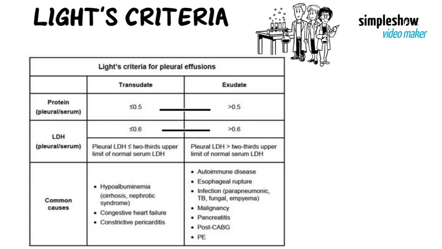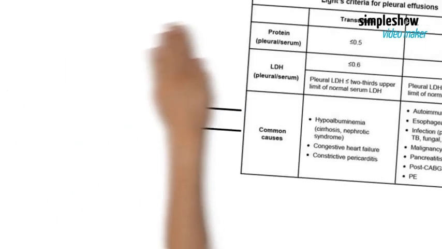The third thing is pleural fluid LDH levels. If pleural fluid LDH is less than 2/3 of upper limit of normal serum LDH, effusion is said to be transudative, otherwise it will be exudative. We have covered the Light's criteria to differentiate the transudative pleural effusion from exudative.